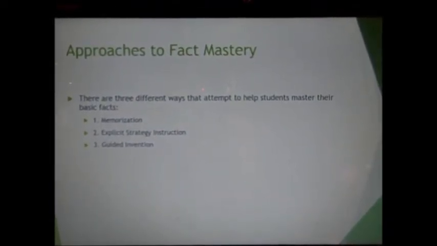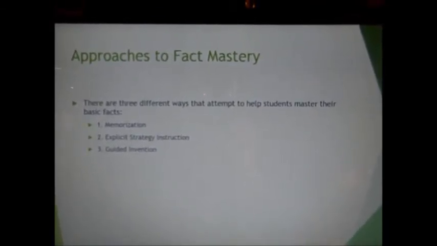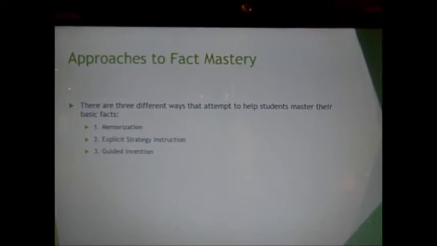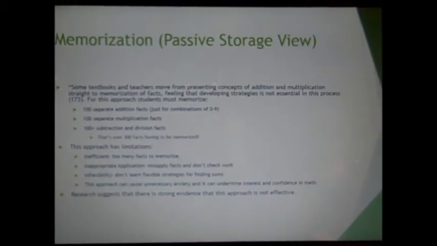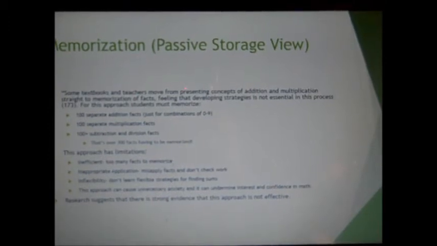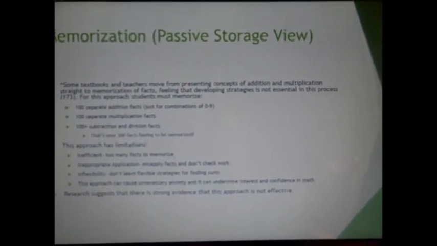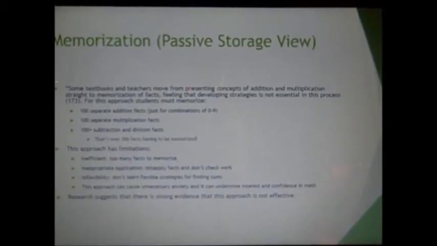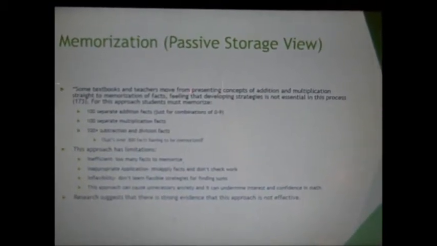Approaches to fact mastery. There are 3 different ways that attempt to help students master their basic facts. 1 is memorization, 2 is explicit strategy instruction, and 3 is guided invention. Memorization is also known as the passive storage view. Some textbooks and teachers move from presenting concepts of addition and multiplication straight to memorization of facts, feeling that developing strategies is not essential in this process. For this approach, students must memorize 100 separate addition facts, just for combinations of 0 through 9, 100 separate multiplication facts, and 100 or more subtraction and division facts. That's over 300 facts that have to be memorized.